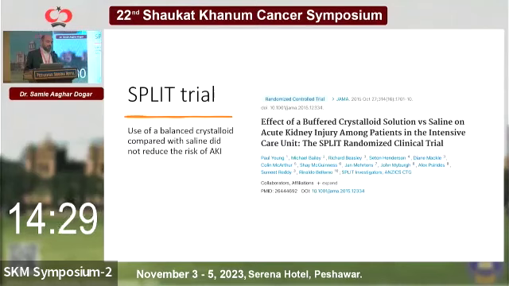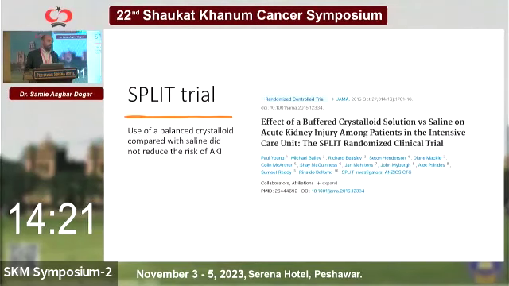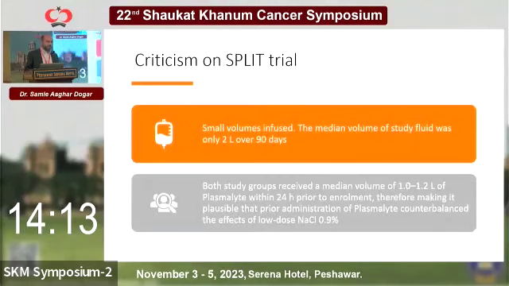So this was the famous SPLIT trial which compared balanced crystalloid with saline, and it noted that balanced crystalloid did not reduce the risk of AKI. But the criticism of the SPLIT trial was that small volumes were used. The median volume of study fluid was only 2 liter over a period of 90 days, and both study groups received some amount of Plasma-Lyte, which was a balanced crystalloid.